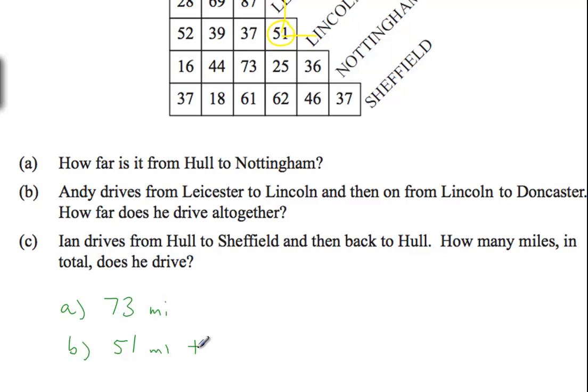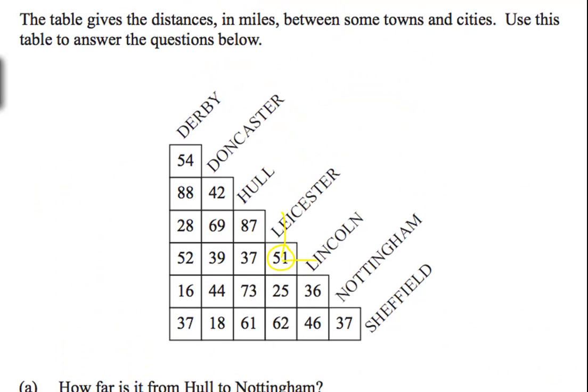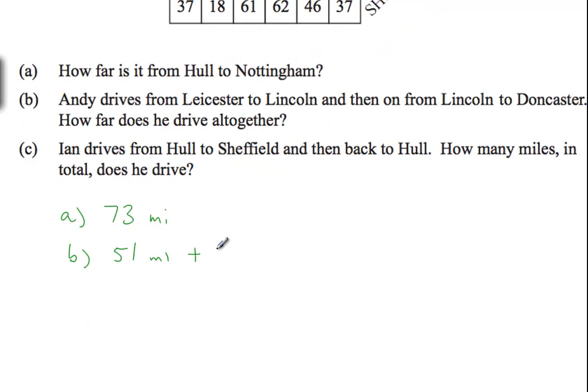Then we go from Lincoln to Doncaster. Again, I want to get rid of that so it's easy to see. We're going to go from Lincoln to Doncaster right there. We join these two together, and that value is 39. 39 miles from Lincoln to Doncaster. So we can add these together, 51 plus 39, and that will be a total of 90 miles.